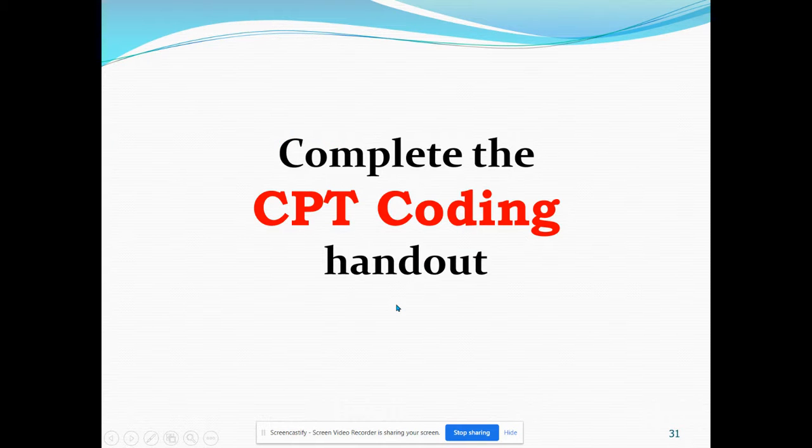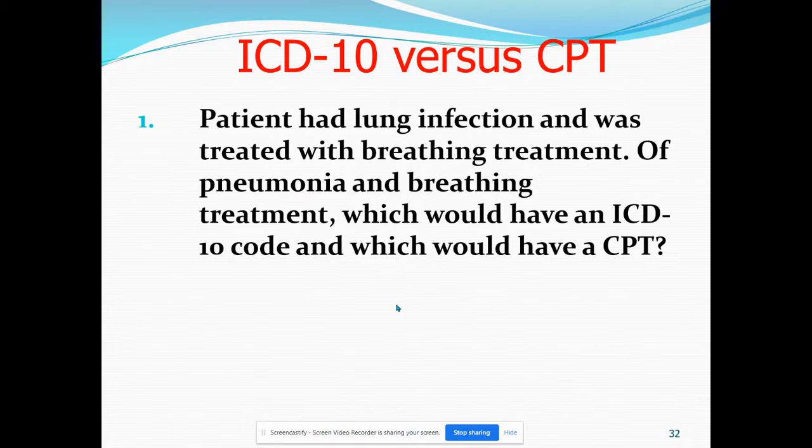All right, so here's some practice, okay? And here's how the test questions go. Test question: patient had a lung infection and was treated with a breathing treatment. The 2 options that make sense in the answer choices are pneumonia and breathing treatment. So of these, which one gets the ICD-10 and which one gets the CPT?